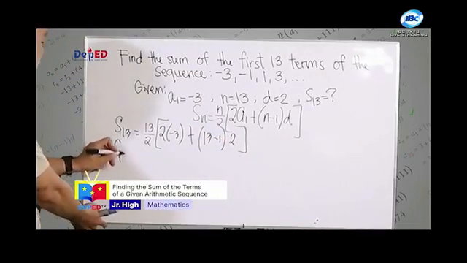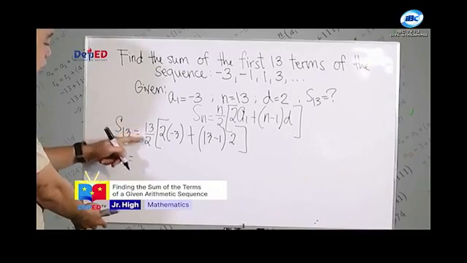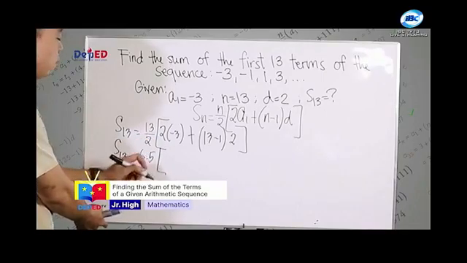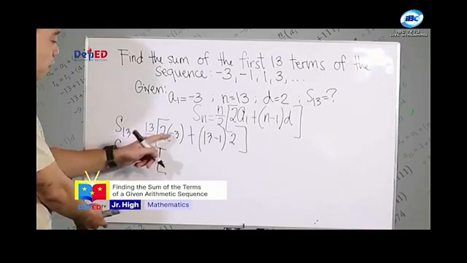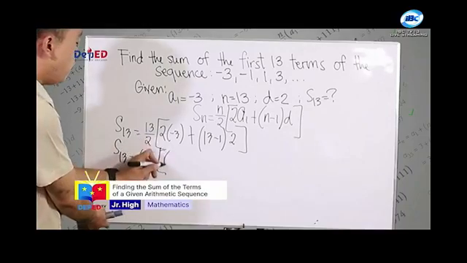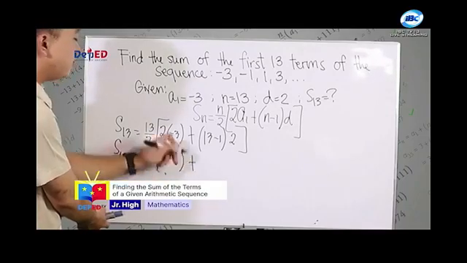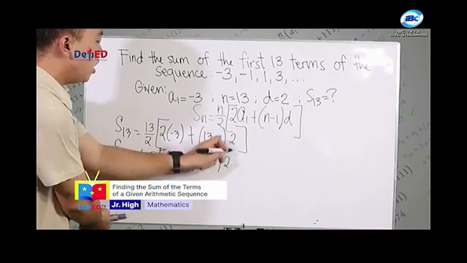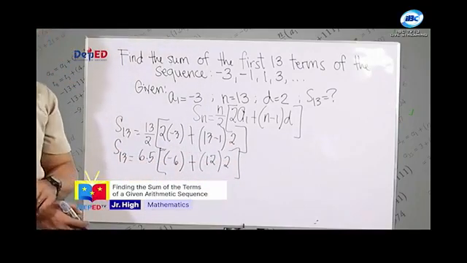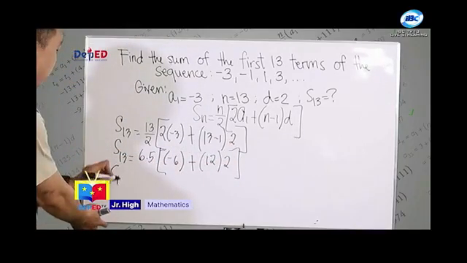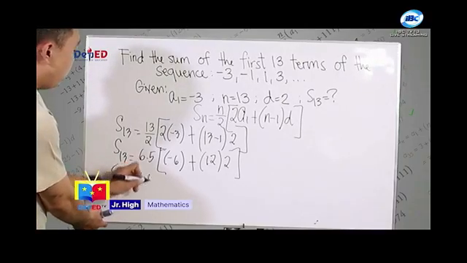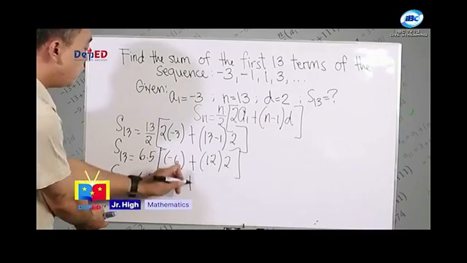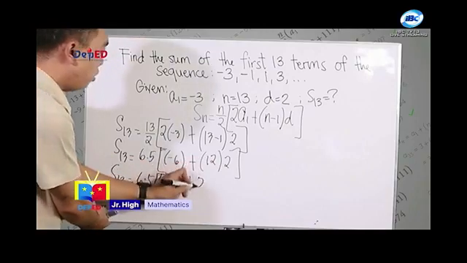Next, we have s sub 13 is equal to 13 divided by 2, which gives us 6.5, times the quantity 2 times -3. This will be equal to -6 plus 13 minus 1, which gives us 12, times the difference, which is 2. Moving on, we have s sub 13 is equal to 6.5 times the quantity negative 6 plus the product of 12 and 2, which gives us 24.